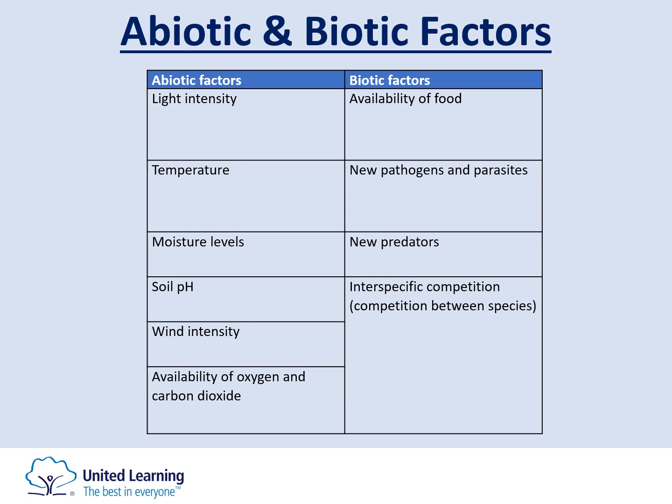Biotic factors are the living components of an ecosystem. This includes availability of food, new pathogens or parasites, new predators, and competition between species. Take a moment to copy down the difference between abiotic and biotic factors and to have some examples for each of them.